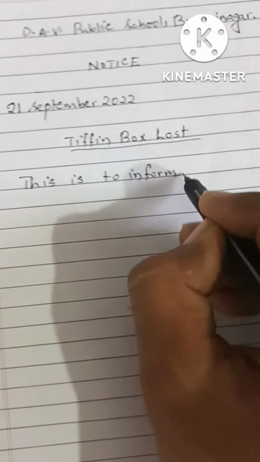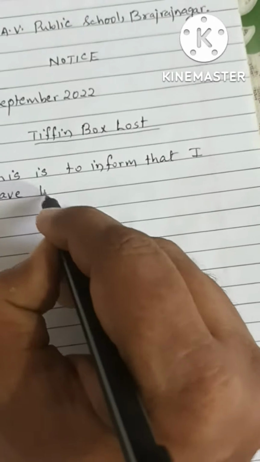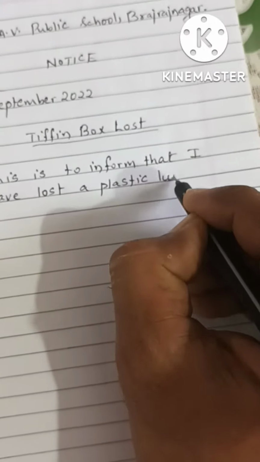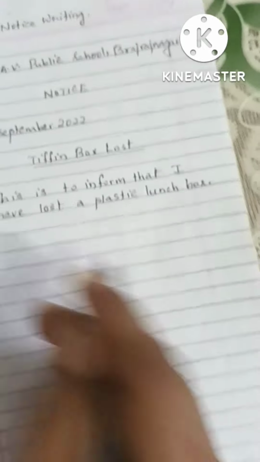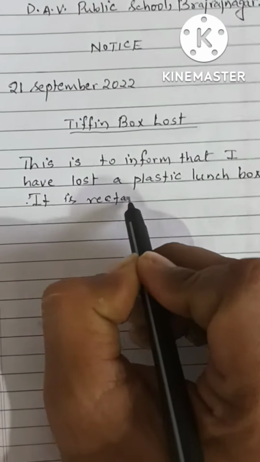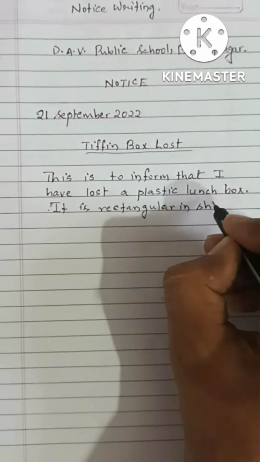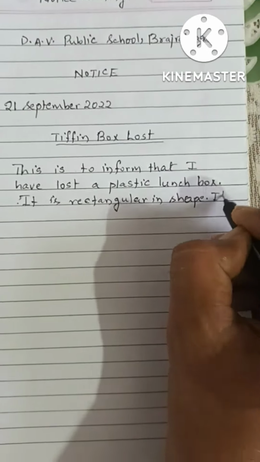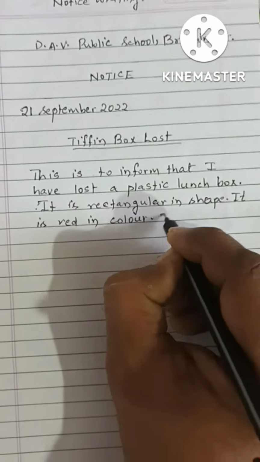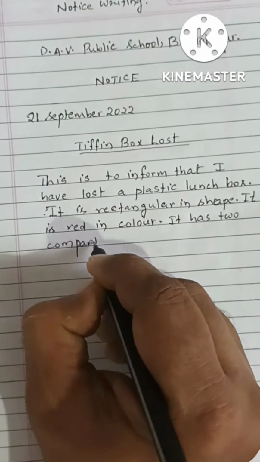This is to inform you that I have lost a plastic lunch box. Rectangular in shape. It is red in color. It has two compartments.